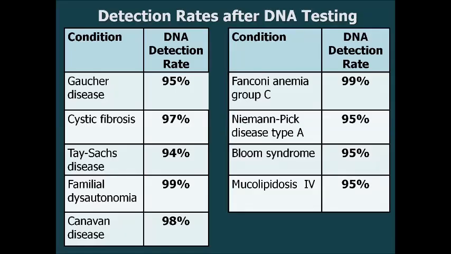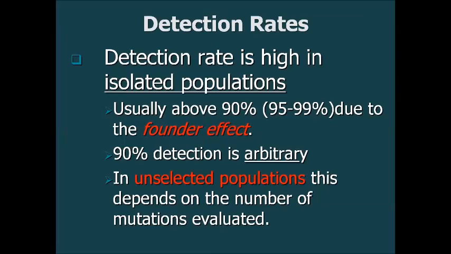This is showing you detection rates for those same Ashkenazi Jewish conditions after DNA testing, and I want to point out here that detection rate is high in isolated populations. You saw on the previous slide that those detection rates were above 90%. They were 95 to 99% in some of those cases due to the founder effect. Historically, we've chosen 90% as a detection rate. That detection rate is arbitrary, and in expanded carrier screening, we don't very often achieve a detection rate as high as 90%. In fact, for many of the conditions, the detection rate is thought to be around 50%.